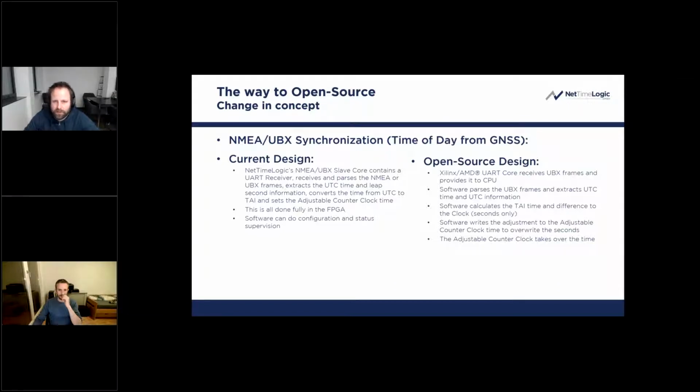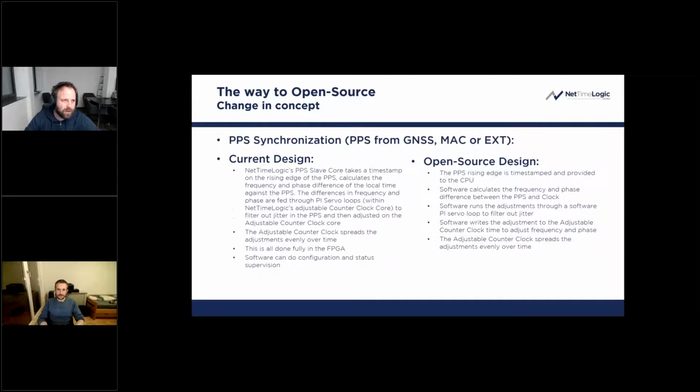So we're going to have a Xilinx UART core in the design, connected to the GNSS receiver. The CPU basically receives all those frames. Parsing in software is anyhow much easier than doing it in the FPGA. So the software will parse the UTC time and the UTC leap second information, calculate the TAI time out of it, and use that TAI time to write it down to the adjustable counter clock, which will still be in the design, and overwrite the seconds part of it. So that's for the time of day.